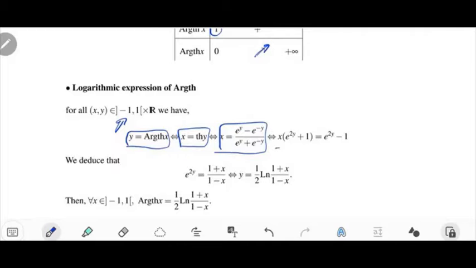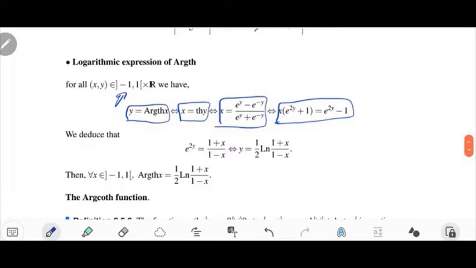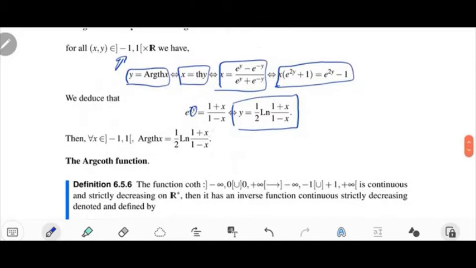So it's x times (e to y plus 1) equals e to y minus 1, which will give that e to y is equal to (1 plus x) over (1 minus x). So we need to calculate y, but here the second degree equation is only with one term, e to y. Then we can immediately deduce that y is equal to half ln of (1 plus x) over (1 minus x), which is the logarithmic expression of arcth when x is between minus 1 and 1.